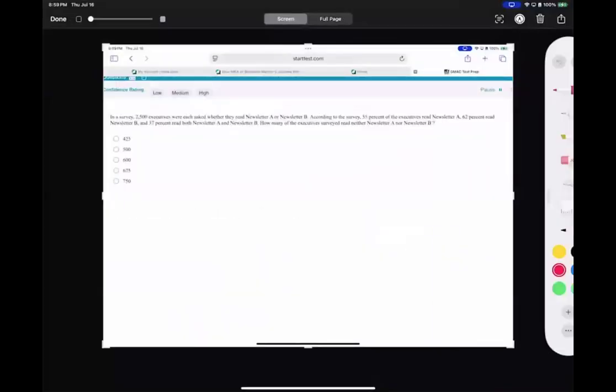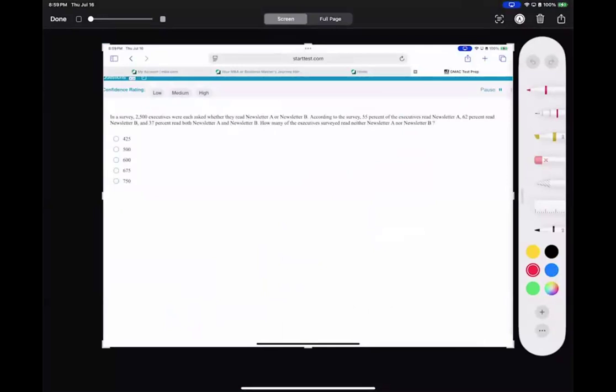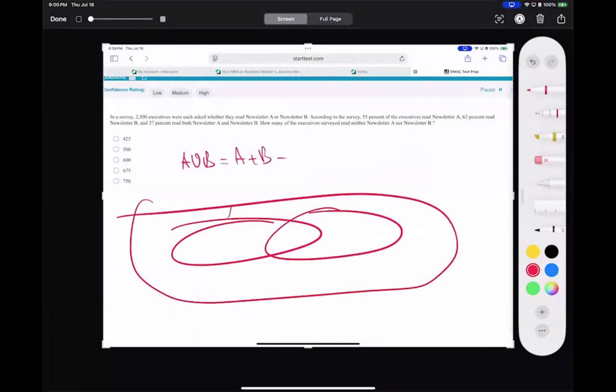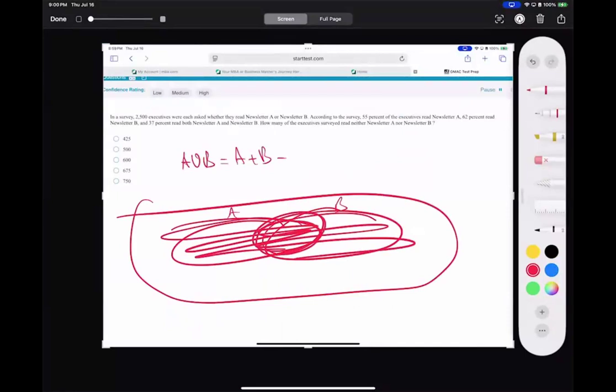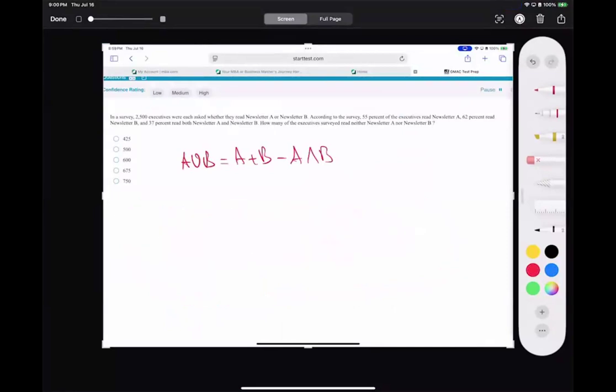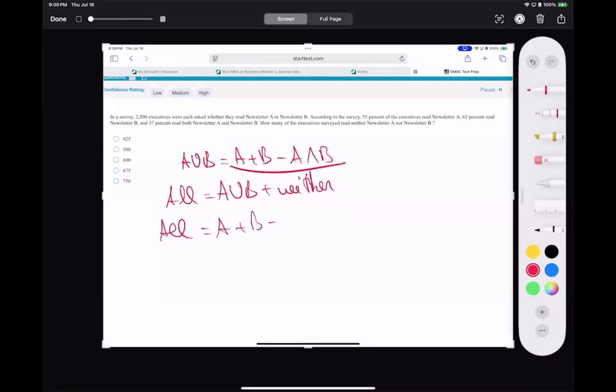Okay, I will start again. Who studied this knows that A union with B is A plus B, but if I do this, I am counting the intersection twice. So I need to exclude the intersection one time. I'm not counting neither here. So all is A union with B plus neither, which is A plus B minus A intersection B plus neither.